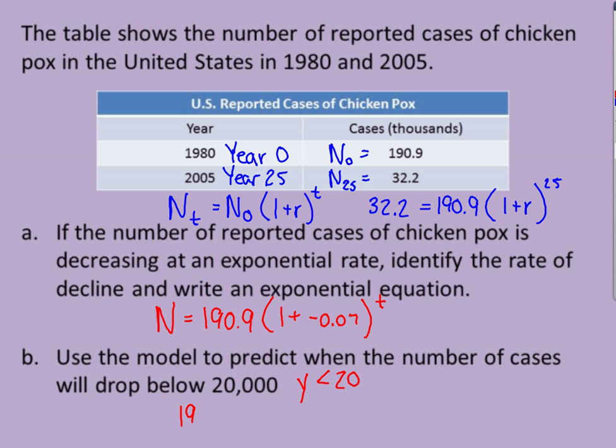Remember, year 0 was 1980. So 32 years later would be in 2012. So we will predict the number of cases of chickenpox will drop below 20,000 in the year 2012.